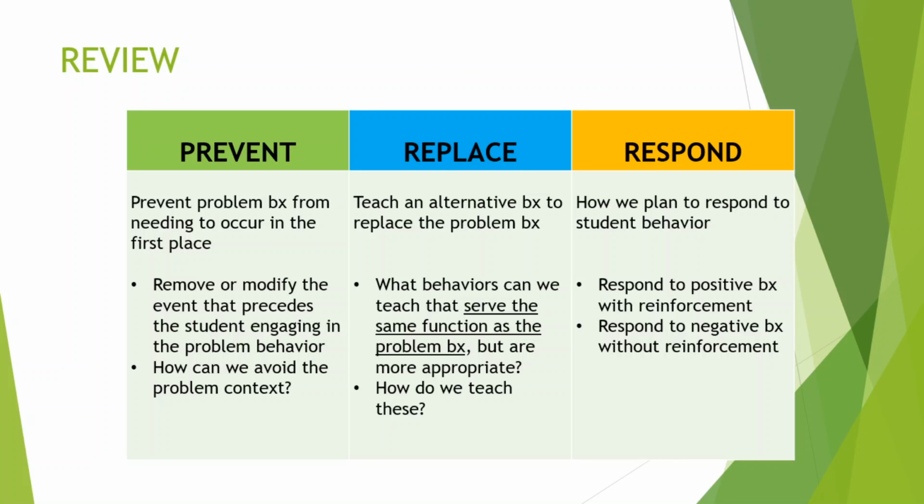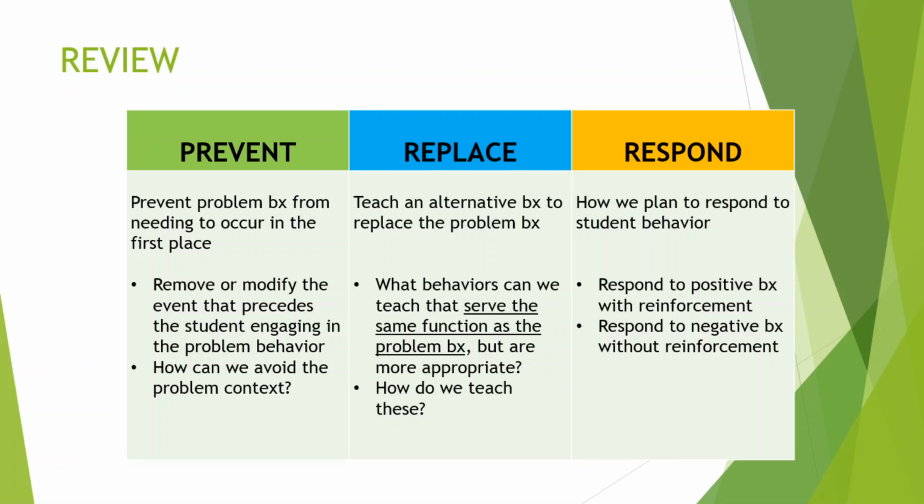And so for your assignment, you'll be given different vignettes with different behaviors that need to be addressed. And you're going to address these problem behaviors using the strategy of prevent, replace, and respond. So as a review, prevent is when we want to prevent problem behavior from needing to occur in the first place. So things to think about when coming up with interventions for preventing behavior is, can you remove or modify the event that precedes the student engaging in the problem behavior? And how can we avoid the problem context?